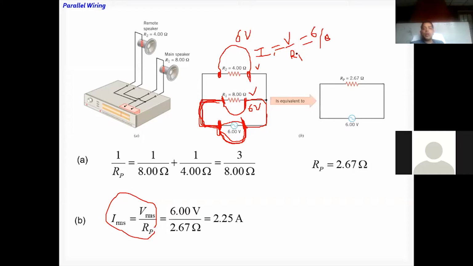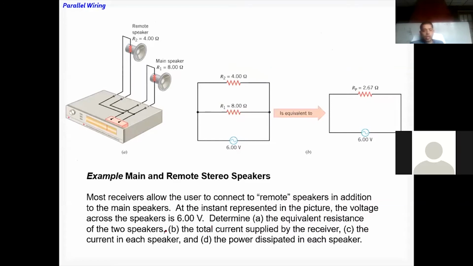That's your I1. Similarly, you can do I2. I2 equals V over R2. In that case, I2 will be 6/4. That's your I2. So that's the current in each speaker.